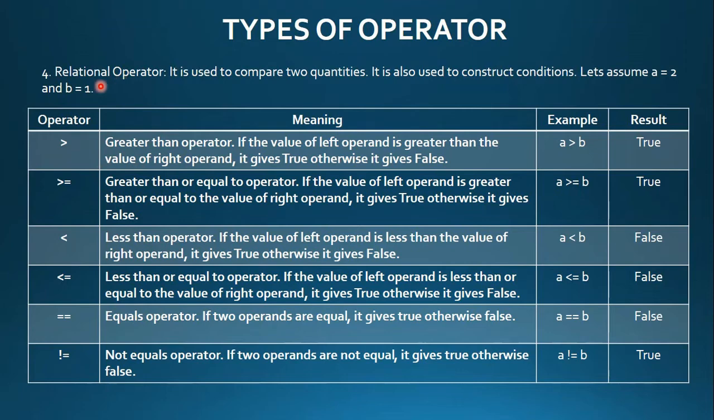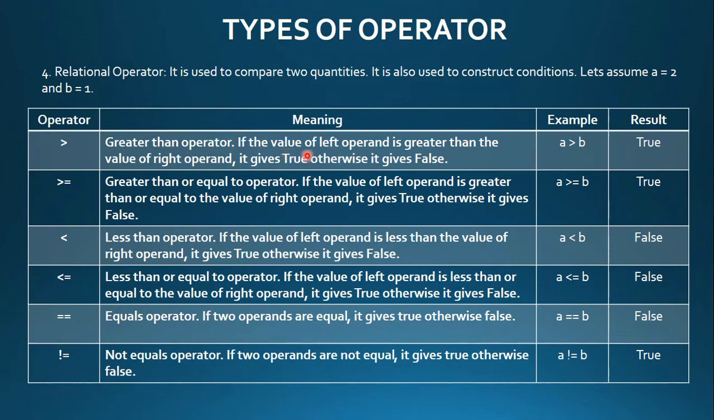Okay. The next operator is relational operator. As the name suggests, it is used to compare two quantities. It is also used to construct conditions. The main purpose of relational operator is to construct conditional statements. Okay. Now the first operator is greater than operator.